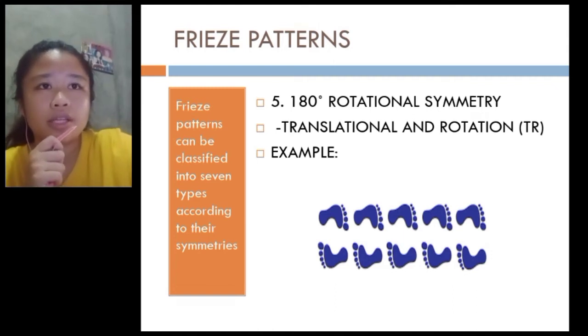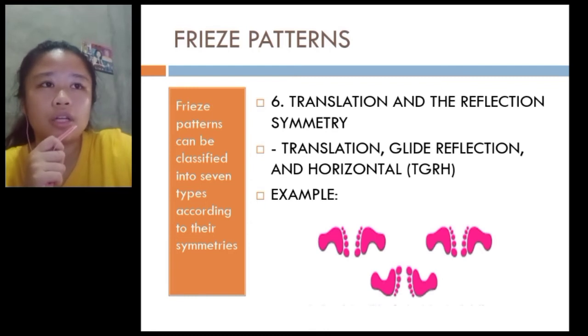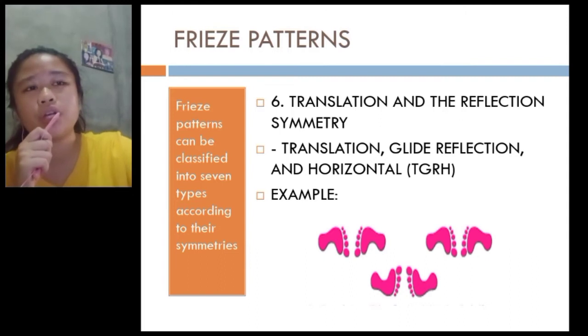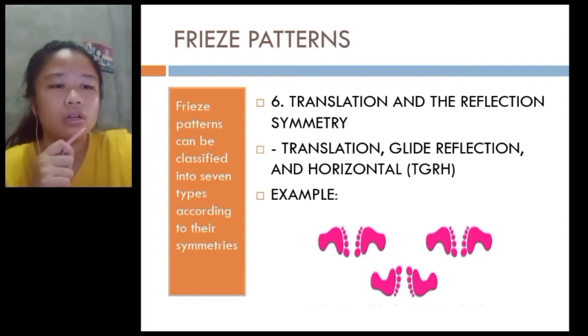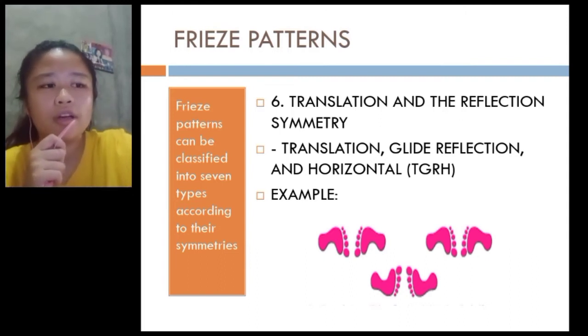Then next is translation and reflection symmetry. Contains translation, glide reflection, and horizontal, or TGRH. The glide reflection arises as the composition of translation and horizontal reflection. This is the example.